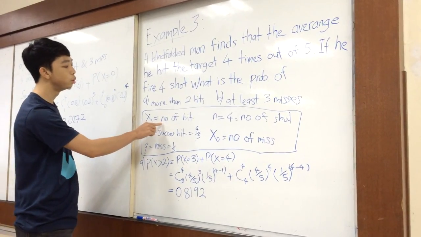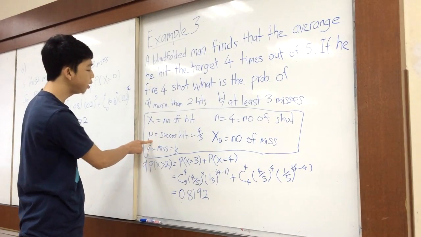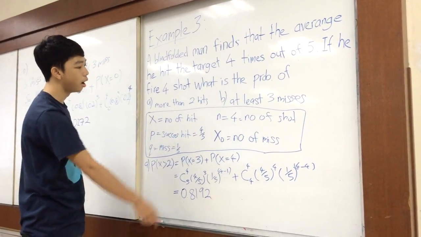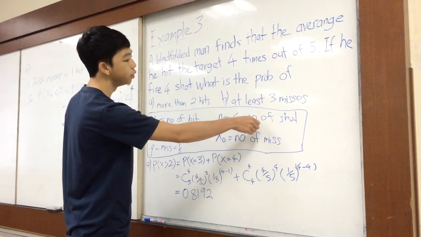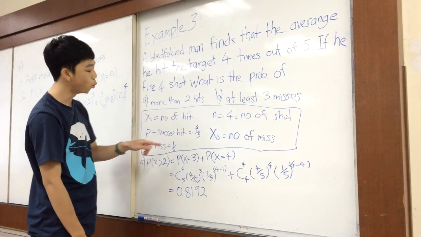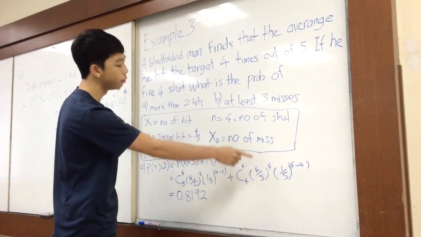X equals the number of hits that the blindfolded man shot. P equals the probability of a successful hit, which is 4 over 5. N is the number of shots, which is 4. And Q is the probability of a miss, which is 1 over 5. And X naught equals the number of misses.